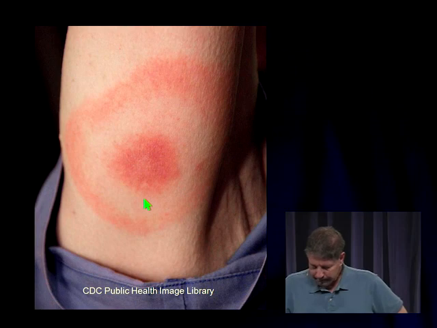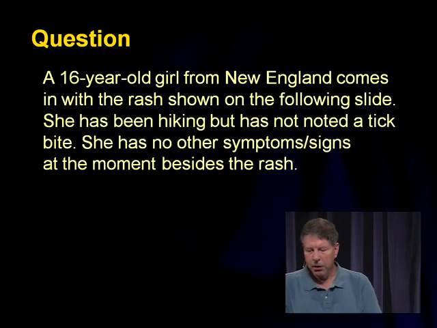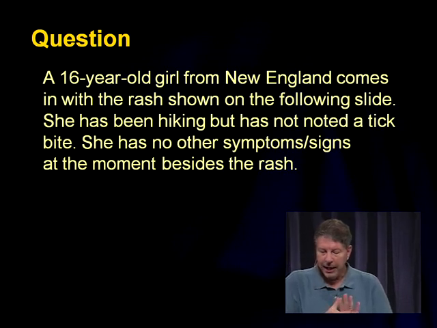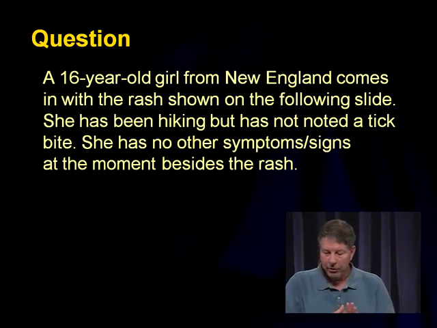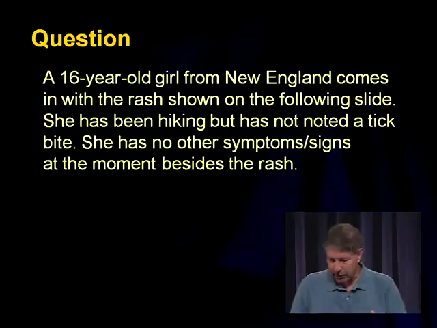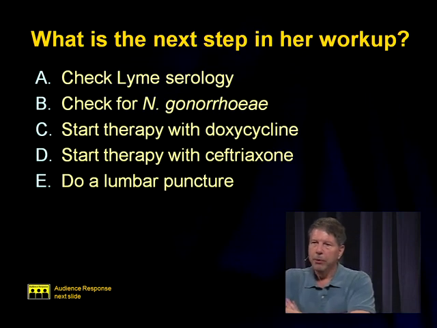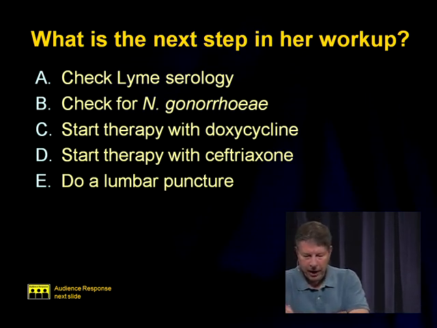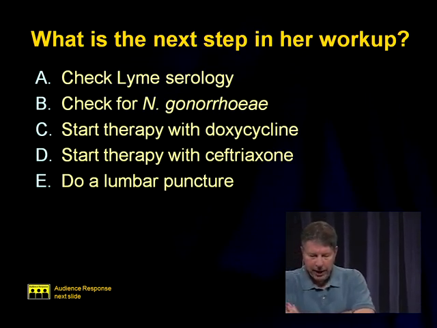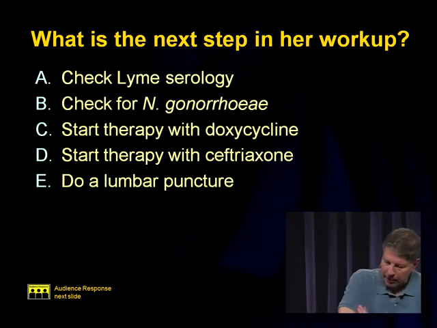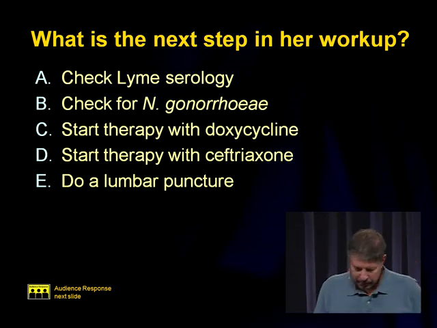Okay. So here's a 16-year-old girl from New England. She comes in with the rash shown on the next slide. She's been hiking but has not noted a tick bite. She has no other symptoms or signs at the moment besides just this rash. So here's her rash. What is the next step in her workup? You want to check Lyme serology, check her for gonorrhea, start therapy with doxycycline, start therapy with ceftriaxone, or do a lumbar puncture. So what do y'all want to do?